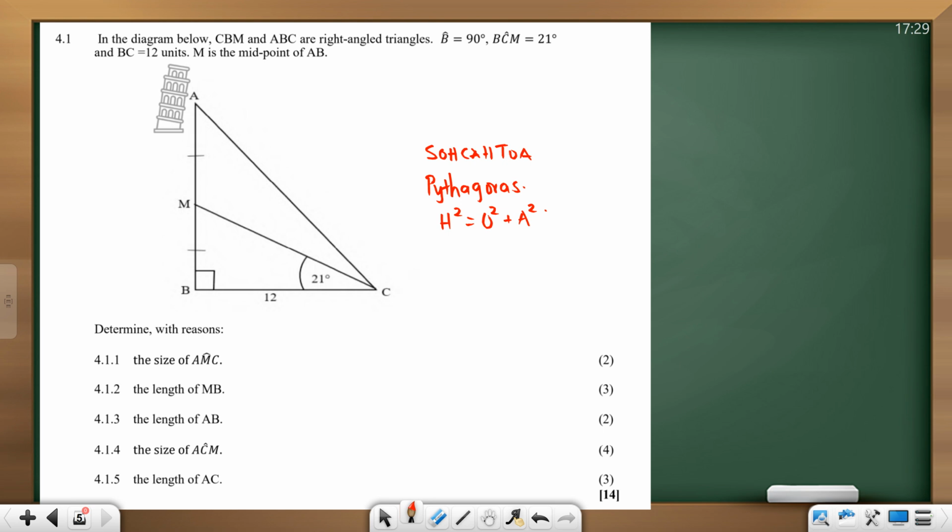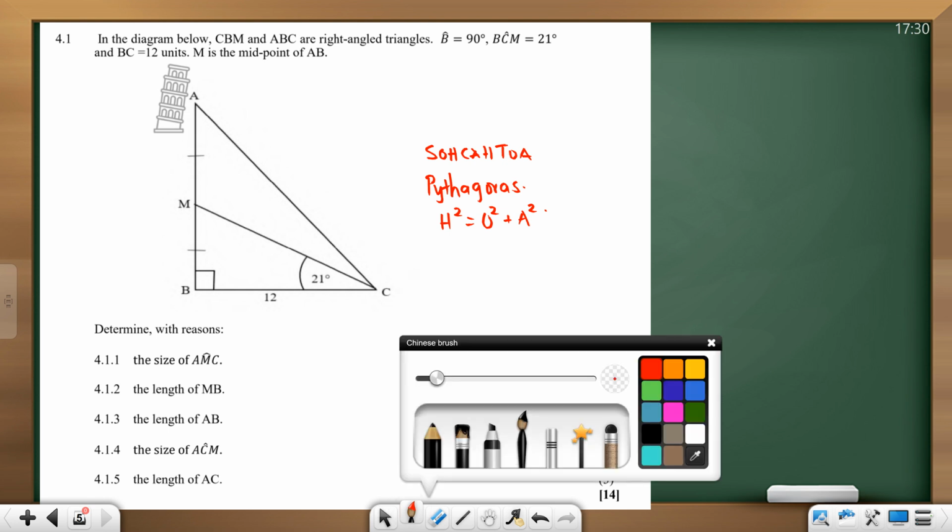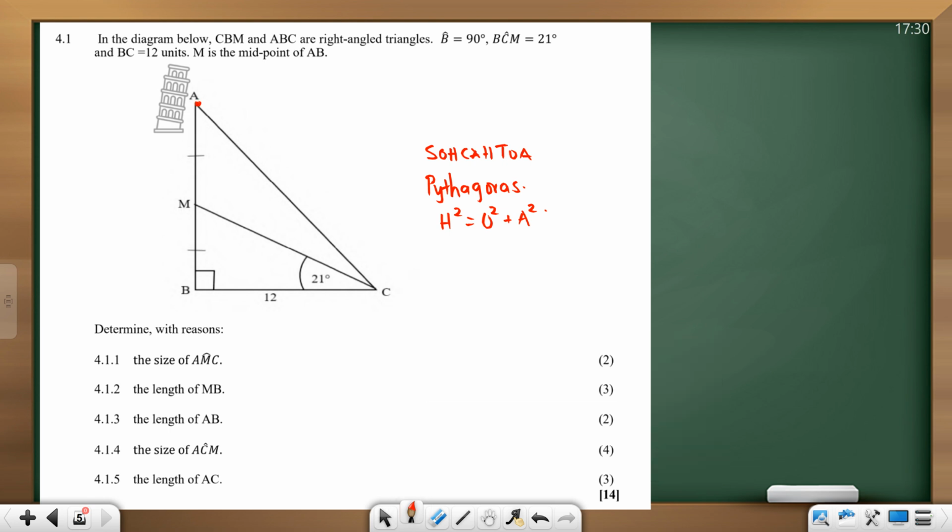In the diagram below, CBM and ABC are straight lines. Angle B is 90, and that gives us a right angle triangle. BCM is 21 degrees. Find the size of AMC. A, M, and C. So we're looking for this angle. Beautiful. Just 2 weeks ago, I did a grade 12 question that looked exactly like this.